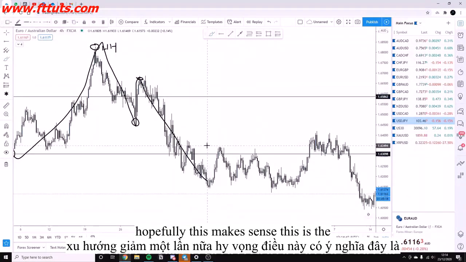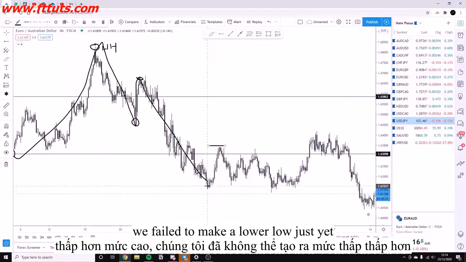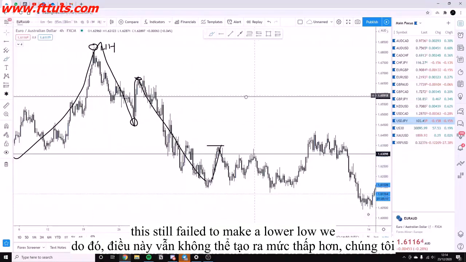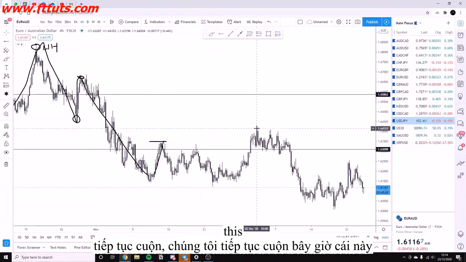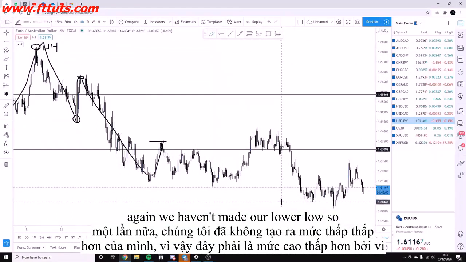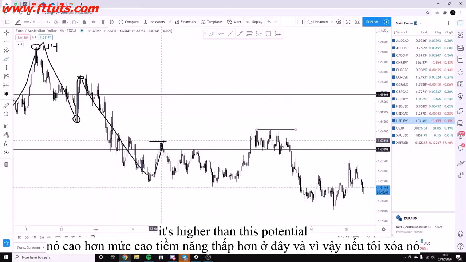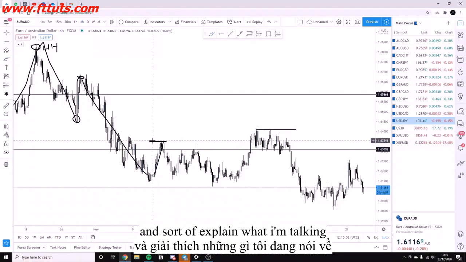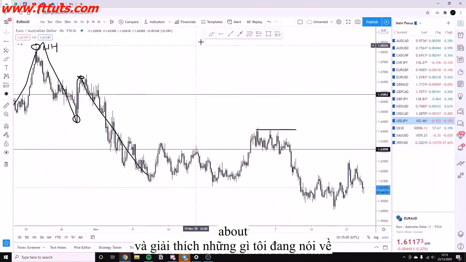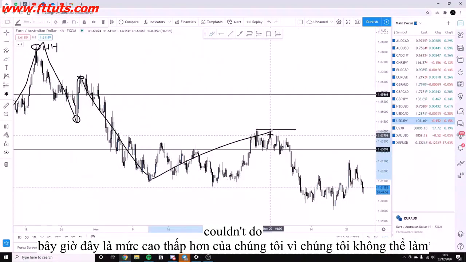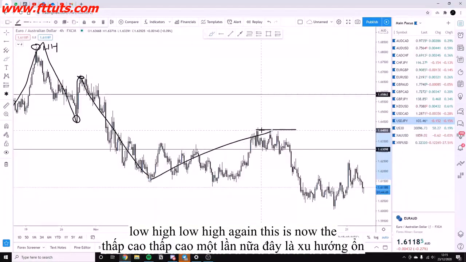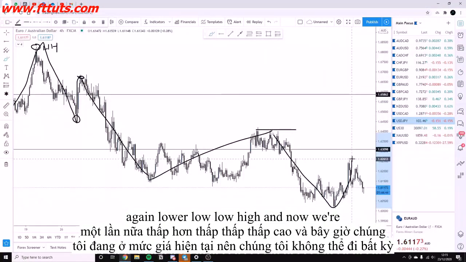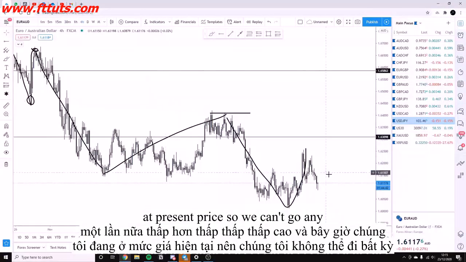Hopefully this makes sense. This is the lower high. We failed to make a lower low just yet, so that's that. This still failed to make a lower low. We keep scrolling. Now this, again, we haven't made our lower low, so this has to be the lower high because it's higher than this potential lower high here. So if I remove this and sort of explain what I'm talking about, now this is our lower high. Because we couldn't do lower high again, this is now the trend, okay? Again, lower low, lower high, and now we're at present price, so we can't go any further.